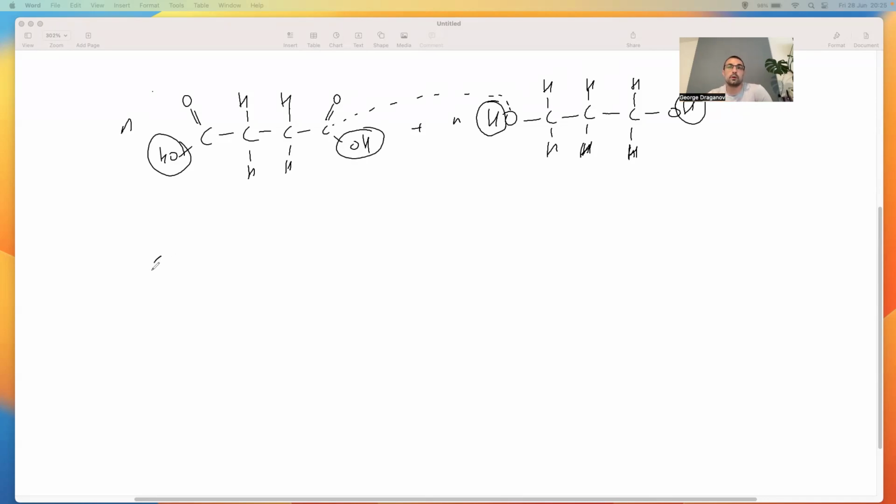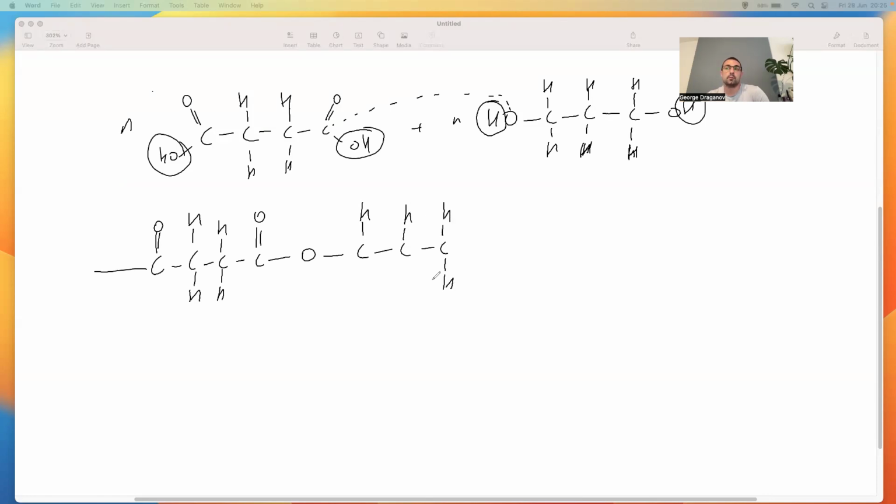So because this is gone, we're going to start with a C double bond O with an extended line. We're going to copy the rest of the structure in. Then this C will bond to this O. Then we copy the rest. You don't need to know how to name these, by the way, even at A level. Then you put O. H is gone. Extend your line. Whack on your brackets and put your N. Plus 2N minus 1 H2O.